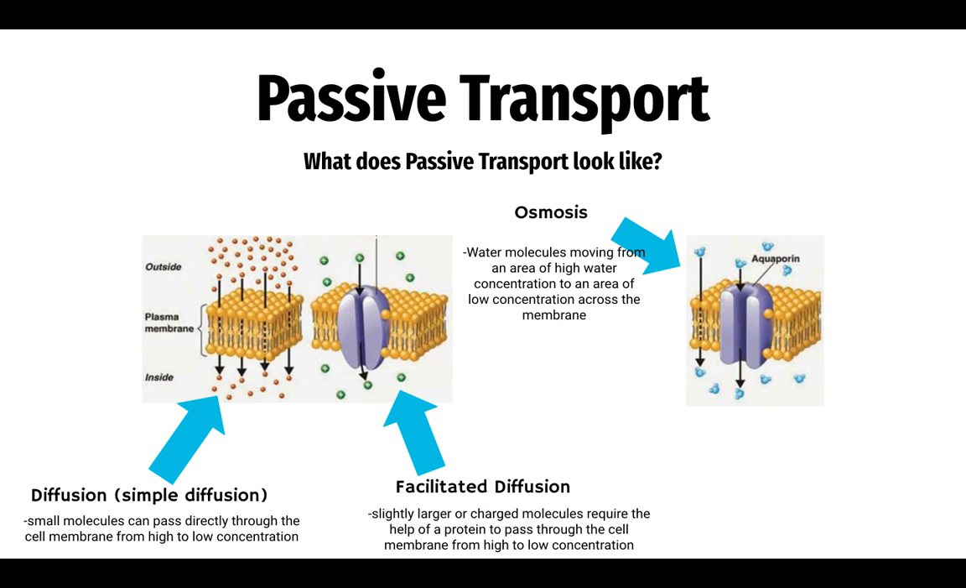Also remember, with diffusion, we're talking about very small, non-polar, non-charged molecules. Okay, that's diffusion. They can go straight through. Facilitated diffusion, these are larger. These are charged molecules. They need to go through this protein so they don't disrupt the membrane. Okay, and then osmosis is the movement of water molecules through the membrane through something called an aquaporin. And this is an area of high concentration of water to a low concentration of water across the membrane.